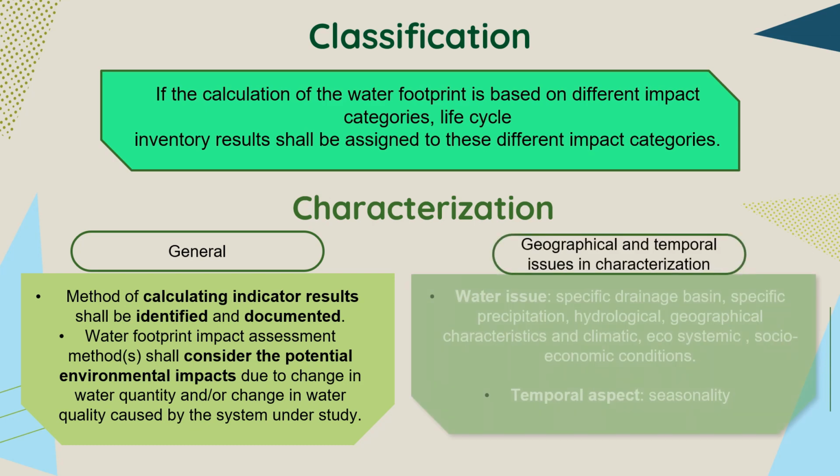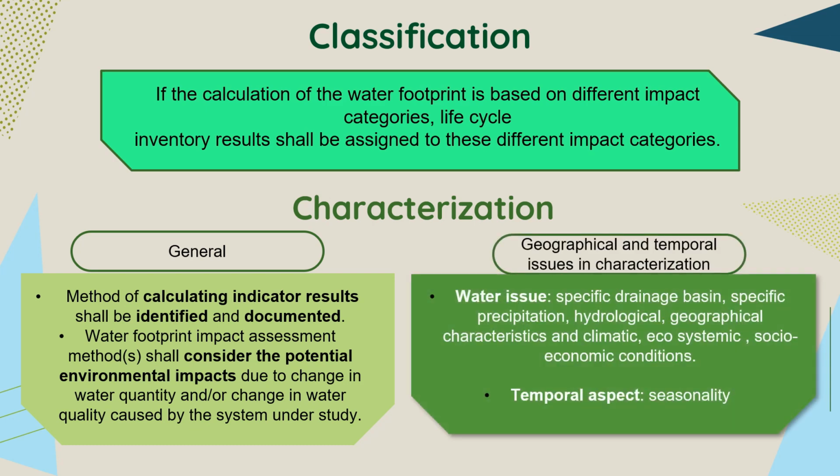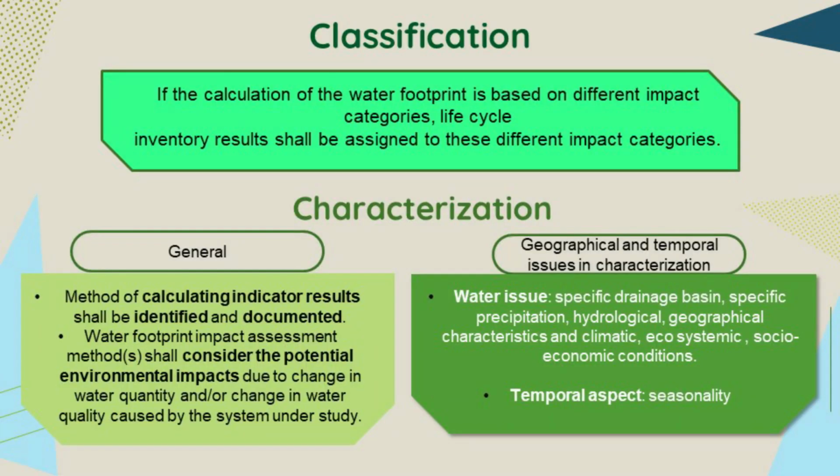For geographical and temporal issue in characterization, water issue. Example, specific drainage basin, specific precipitation, hydrology, geographical characteristic and climatic, ecosystemic, socio-economic condition. And temporal aspect is seasonality.